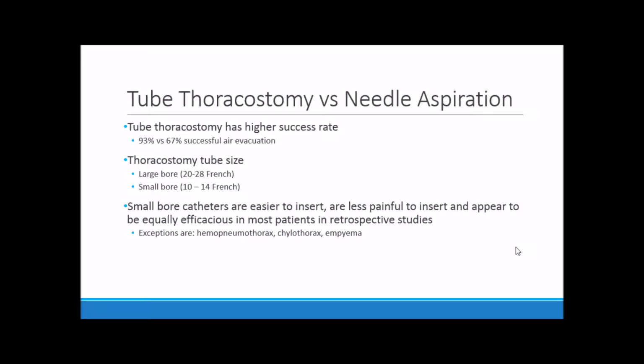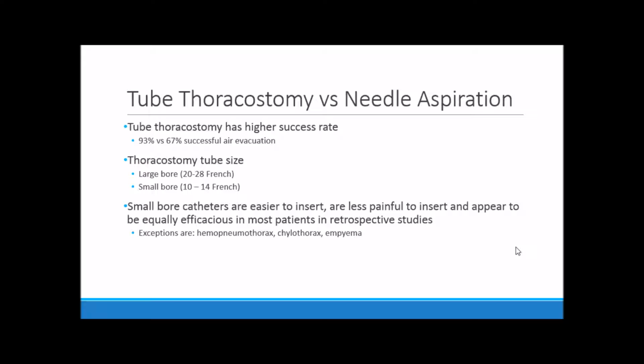So, tubes versus needle aspiration. Tube thoracostomy has a significantly higher success rate. The reason people consider needle aspiration over tube thoracostomy is that traditionally larger bore chest tubes were used, and that is painful and can have complications. Now, what we've noted is that smaller bore tubes work just as well in almost all patients, are much, much easier to put in, are a lot less painful, and have fewer complications.